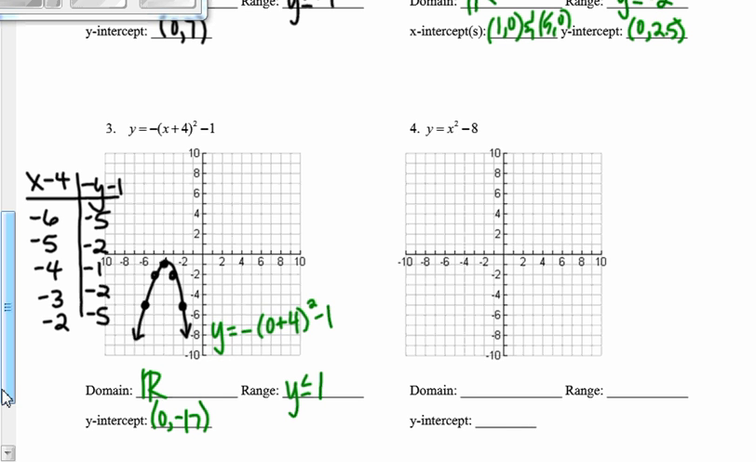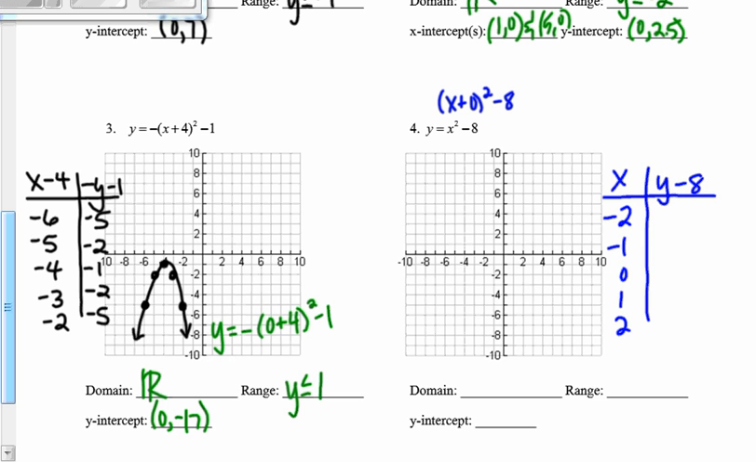Now taking a look at number 4. So our table, again, it's meant to be an easy one, but I actually think it's tricky. I think it's easier if you rewrite it like that. So we can see that x doesn't have anything happening to it. Y is having minus 8. So just copying down the x values from the parent function and then subtracting 8 from each of the y values in the parent function. And that would be negative 7.